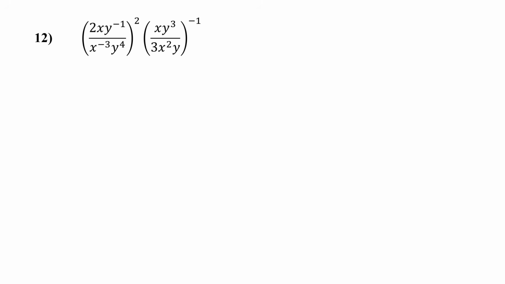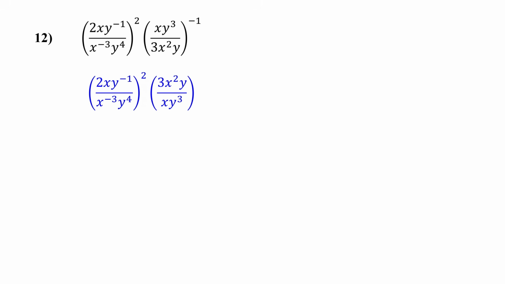Here we have two fractions multiplied together, and each fraction is raised to a power. A good strategy is to simplify each fraction first, and then multiply the results. Notice the second fraction has a negative outer exponent, so let's make it positive first. To do that, flip the fraction and change the exponent from -1 to +1. Since any expression raised to the first power is itself, we don't need to write the exponent 1.